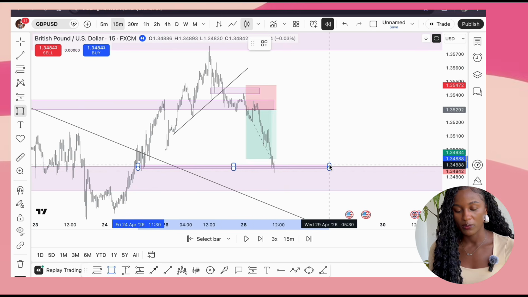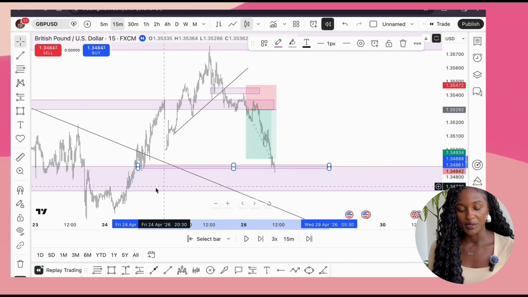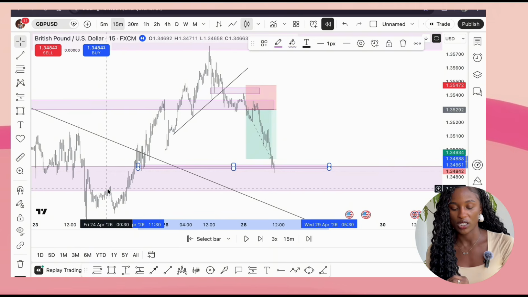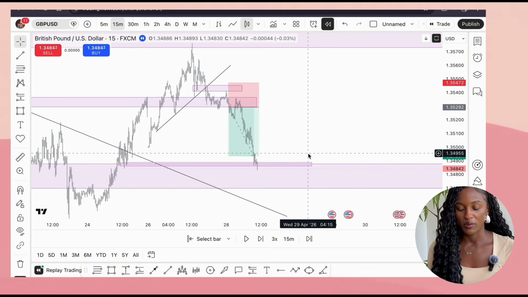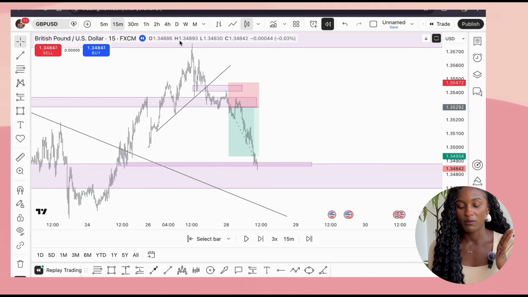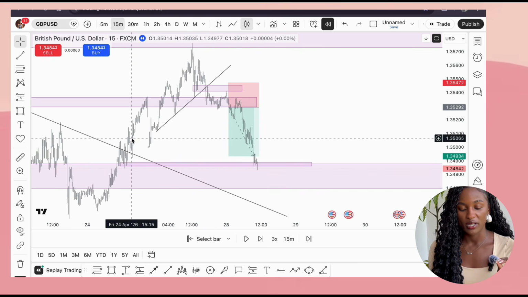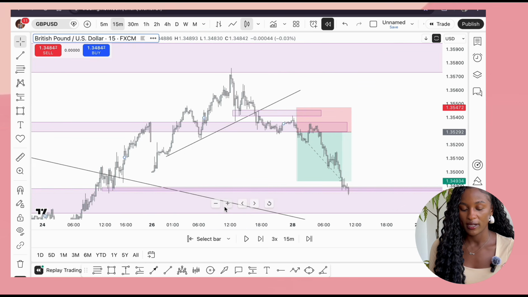I'm seeing a previous support level around here. I'm seeing another support level inside this structure, but then we don't know what price is doing. Now, we are seeing price is coming back to this trend line. By the way, this trend line was retested around this area.